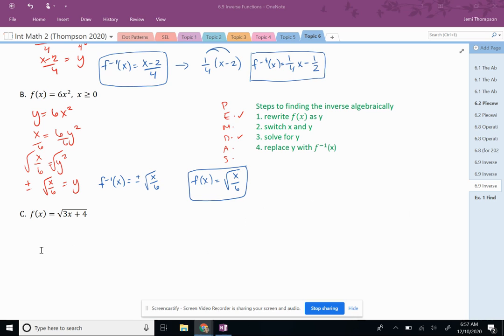So my last example, C here, is going to be kind of the problem in the reverse order. So now I've got a square root, and I'm going to go ahead and find the inverse. And the inverse is going to be a quadratic, but it's going to be restricted. Okay, so we're going to play with this idea a little bit more here.